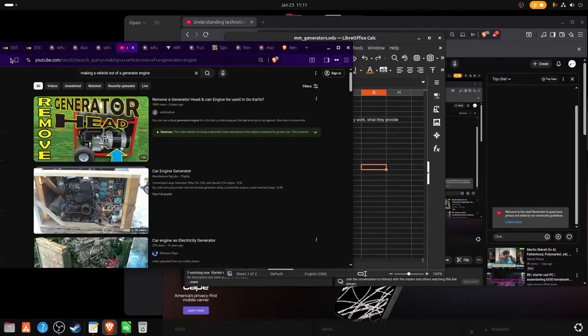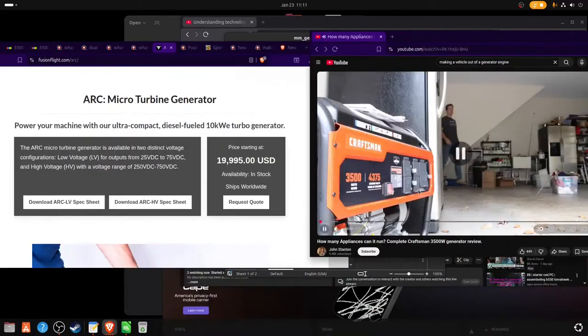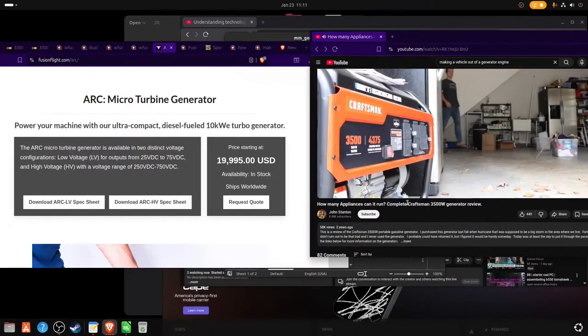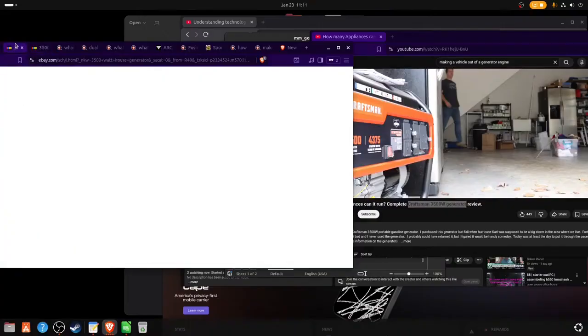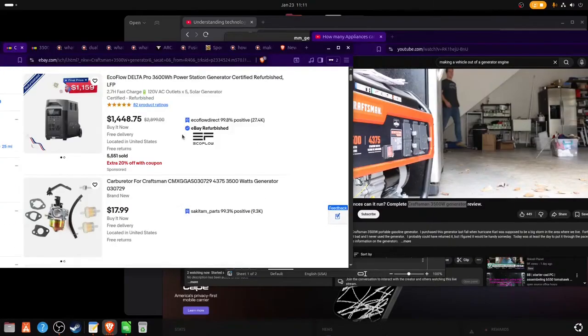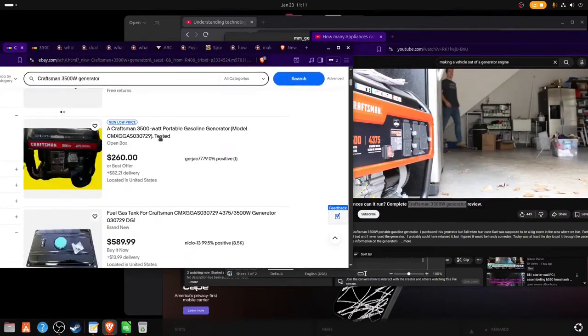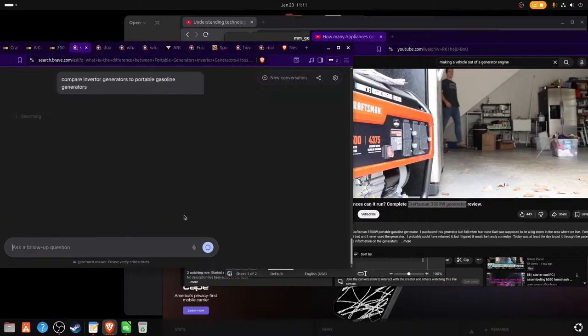All right. We're gonna go back here for a second. This is the Craftsman. Yeah, there we go. Craftsman 3500 watt generator. We'll find this Craftsman one because it looks different to me. Portable gasoline generator, and we'll do compare inverter generators to portable gasoline generators.